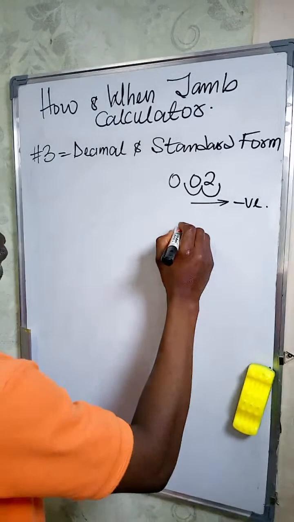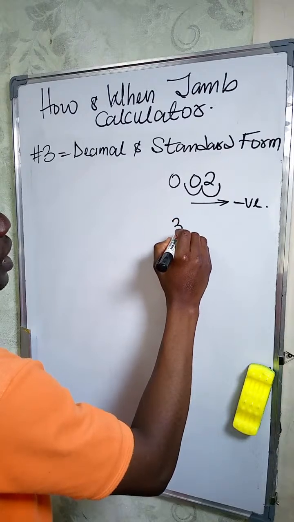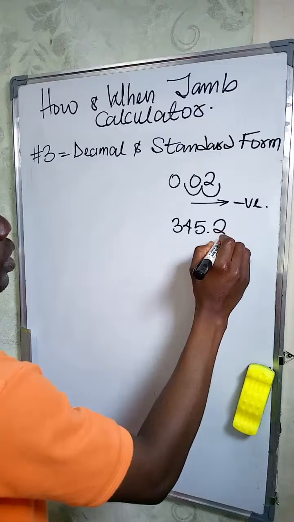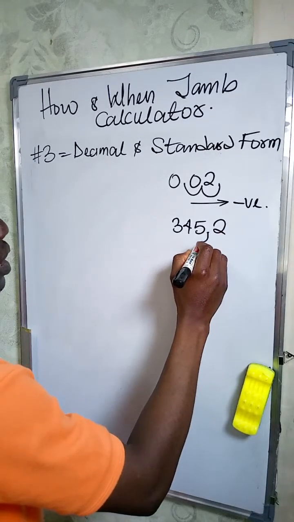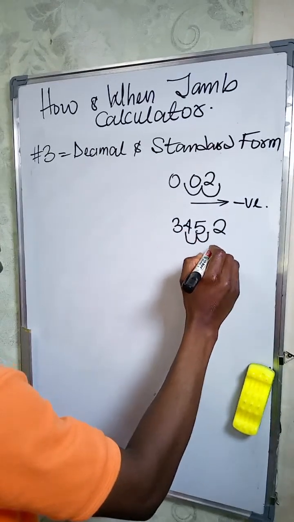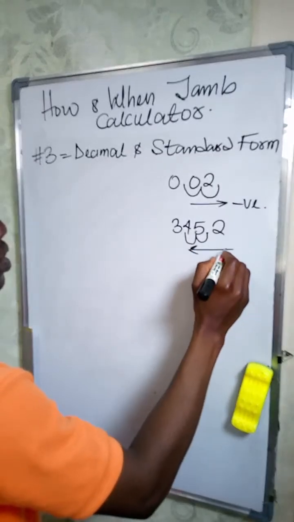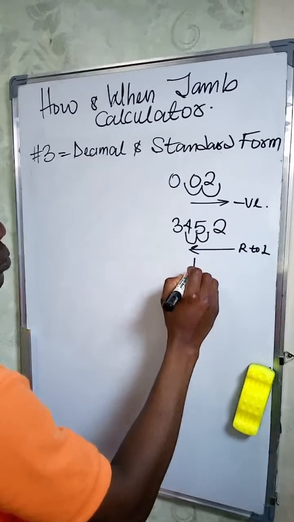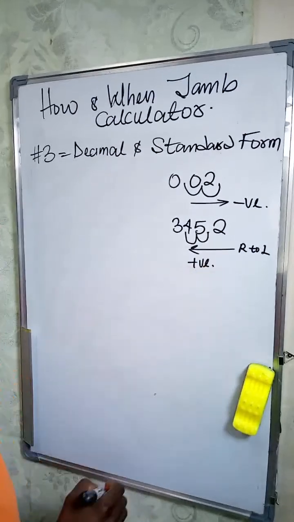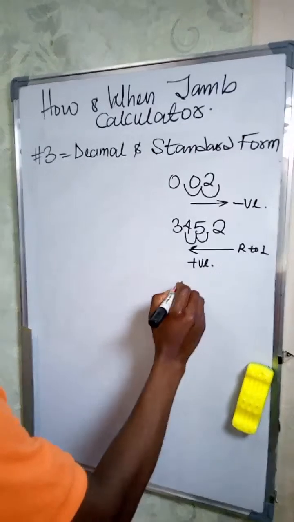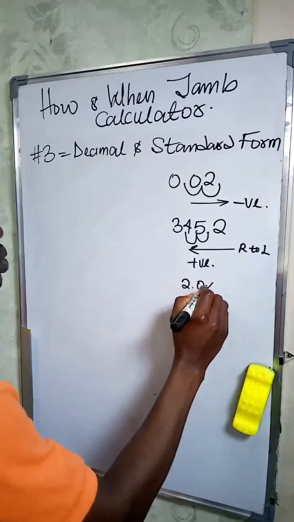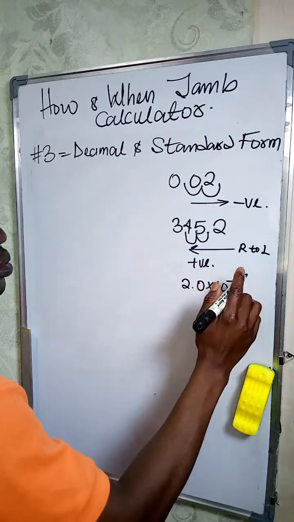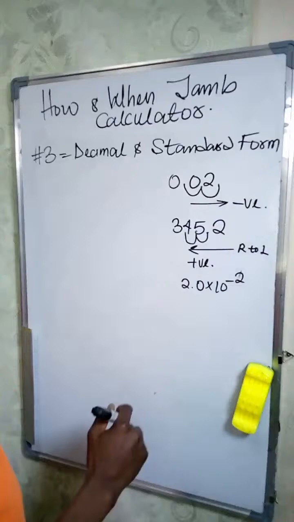Now if you dey move something, like say the decimal dey like 345.2, and you wan move this point from here to this side, you see say e dey move from your right to your left. This one, the power go be positive. Na im make if you see something, you go see 2.0 times 10 to the power of minus 2, because I move two places.